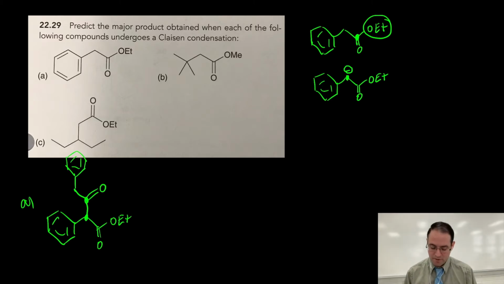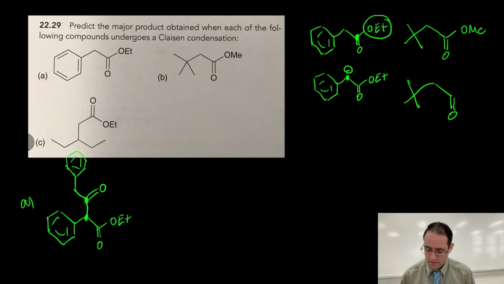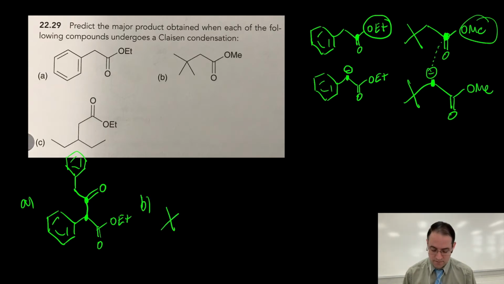In B, we do the same kind of thing. Draw two molecules side by side. So we've got this tert-butyl group. We've got this methyl ester. We'll go ahead and draw this twice. And I'm going to put the nucleophile on the bottom, okay? And the electrophile is up on top. So I'm going to connect these two dotted carbons and remove that. That's all we need to draw.